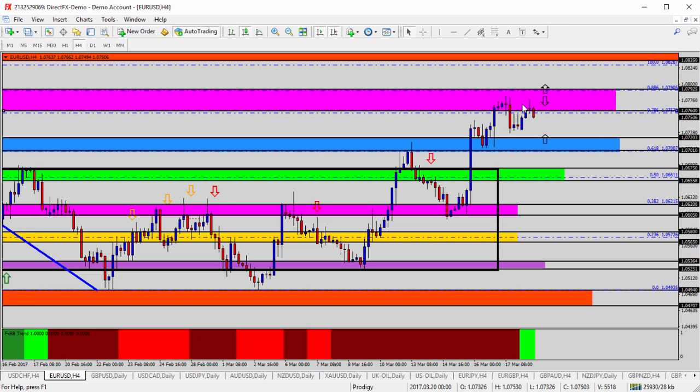Otherwise, intraday opportunities could abound for resistance and reversal, and a little bit of a pullback in favor of the US dollar on both the dollar franc and the euro dollar.